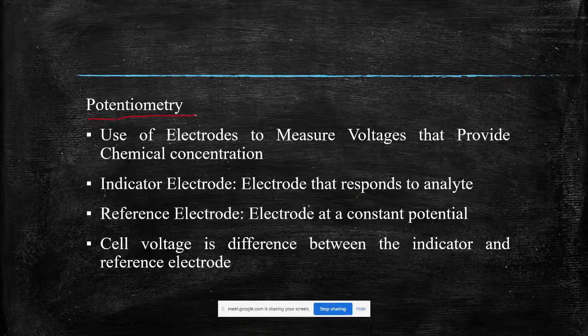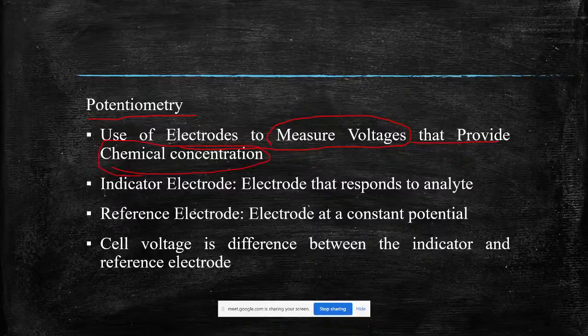What do we do in potentiometry? A brief introduction: electrodes are used to measure the voltage. The voltage that is measured will provide the concentration of a particular ion that is present. So that is the information we are going to gather; we will measure the voltage of the electrodes. The voltage of the electrode increases as the conductivity of electricity by the particular ion increases.